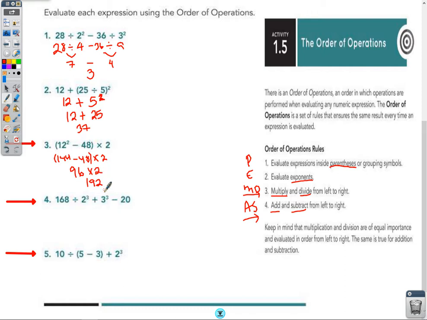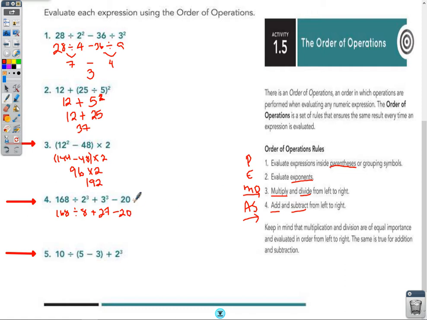In question number 4, we saw that the first thing we do is, since there are no parentheses, I look for exponents or powers. So 2 to the third and 3 to the third. I can do both of those. 2 to the third becomes 2 times 2 times 2, which is just 8. 3 to the third is 3 times 3 times 3, which is 27. And then everything else comes down. So 168 comes down, my division symbol comes down, my plus sign comes down, and my minus 20 comes down.